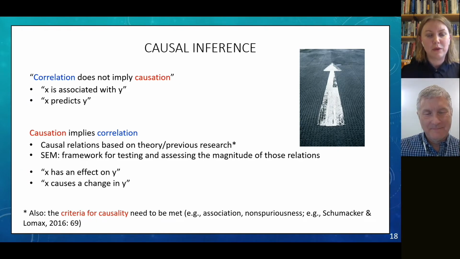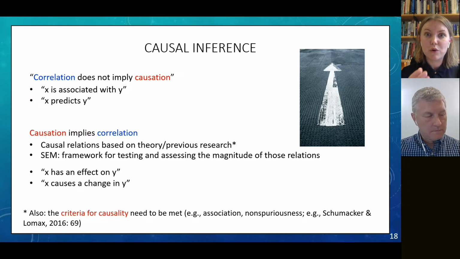And that means that we have to be very careful when we talk about how X is associated with Y, or X predicts Y, and so on, when we're talking about regression. What SEM does, though, is that it kind of flips this around to say that correlation may not imply causation, but causation implies correlation.